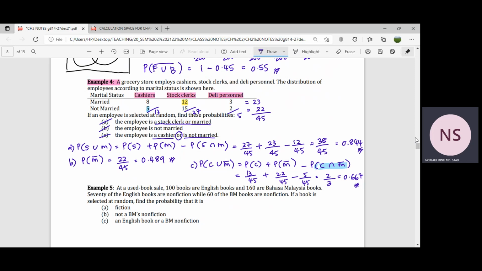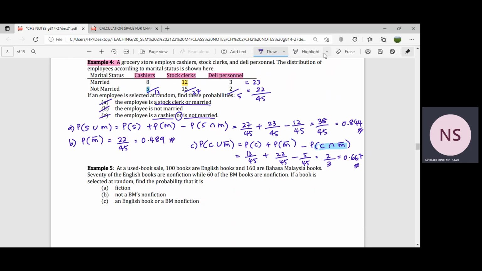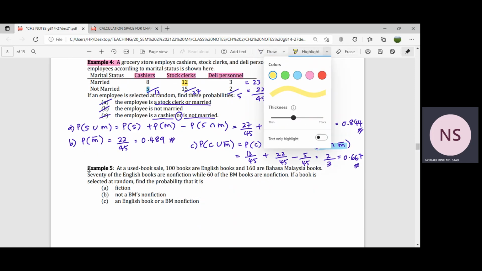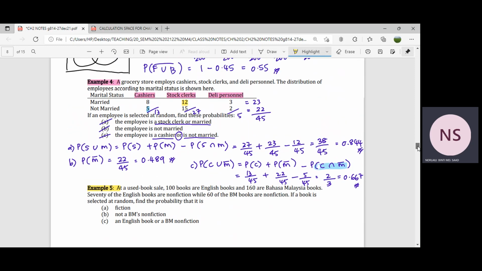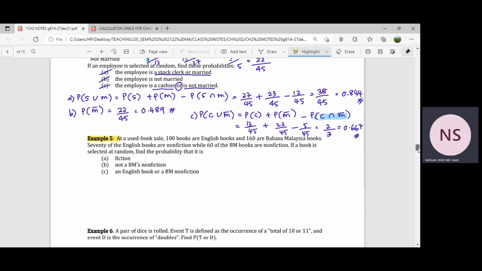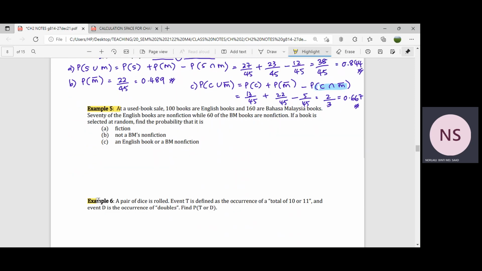Okay, done? For example 5, I have already explained in my YouTube video. You can refer to the solution in the YouTube video. Inshallah, you can see the solution for example 5 and also the solution for example 6.